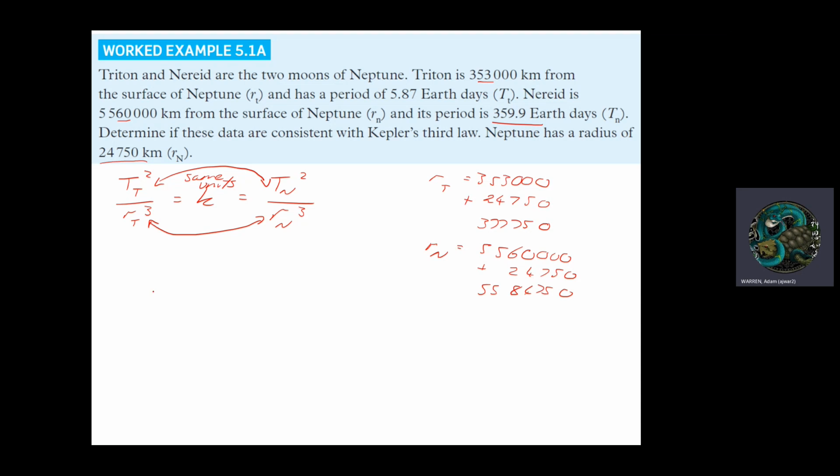All right, so looking at this, we can start plugging things in. The period for Triton was 5.87 squared over, radius of Triton was 377,750 cubed. That equals the period of Nereid, which was 359.9 squared over 5,584,750 cubed. So I need to put both of those sides into my calculator, and then we will have an answer.